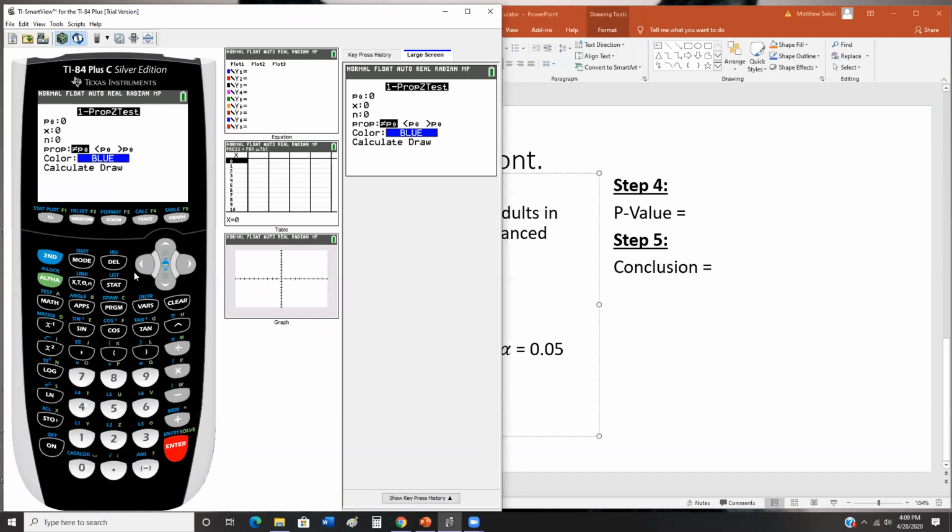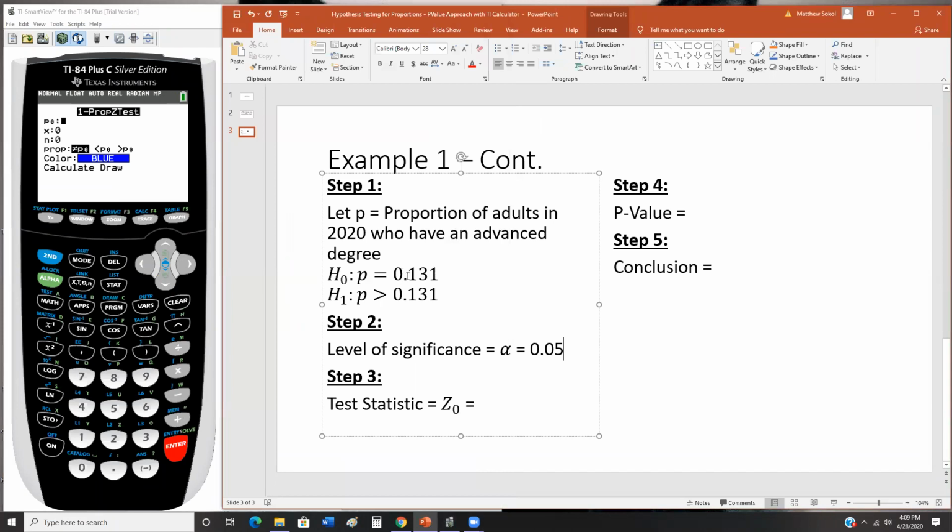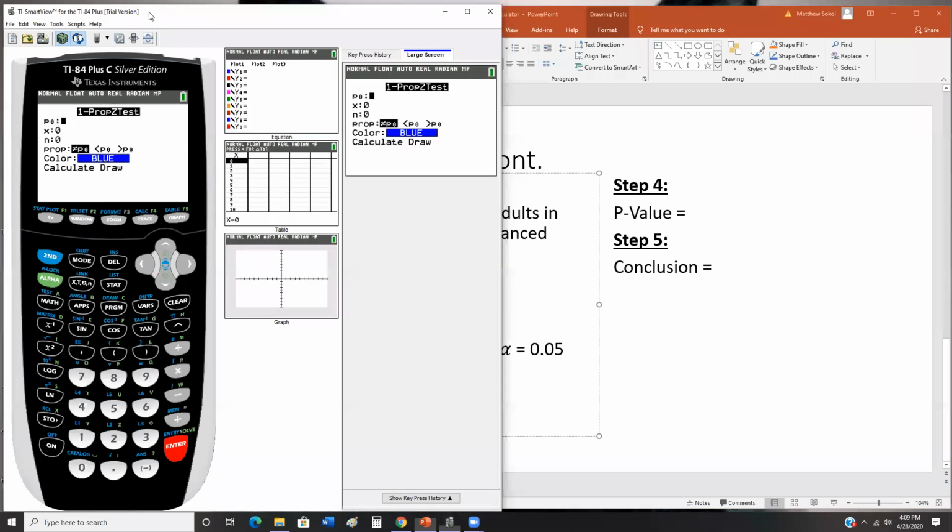Okay, and at this point, you just have to plug in the values and your calculator will solve it for you perfectly. So p sub 0 is the value you have in the null hypothesis right here. So that is our base assumption, which is 0.131. X is the number of individuals who have that advanced degree. It's 150. N was our sample size, the 1,000 people we sampled.